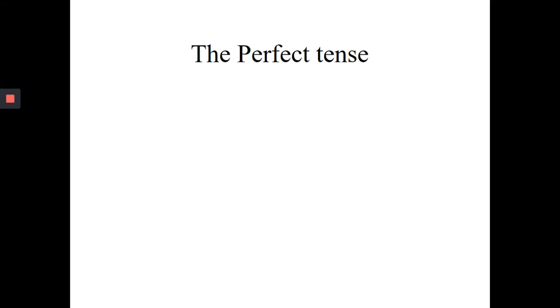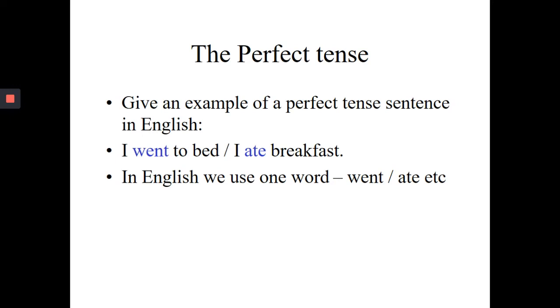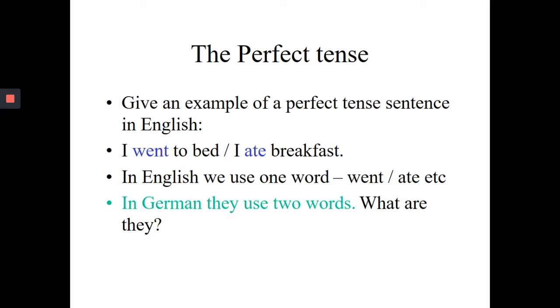So this is a tutorial on how to form the perfect tense in German. In other words, how to say what you have done or did in the past. An example of this in English would be I went to bed, I ate breakfast. And in English we can use one word, so I went, I ate, for example. However, in German they use two words, so let's have a look at what those two words are.